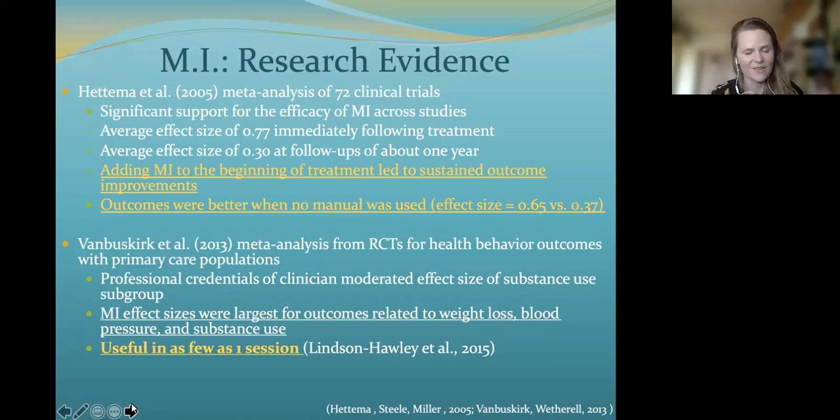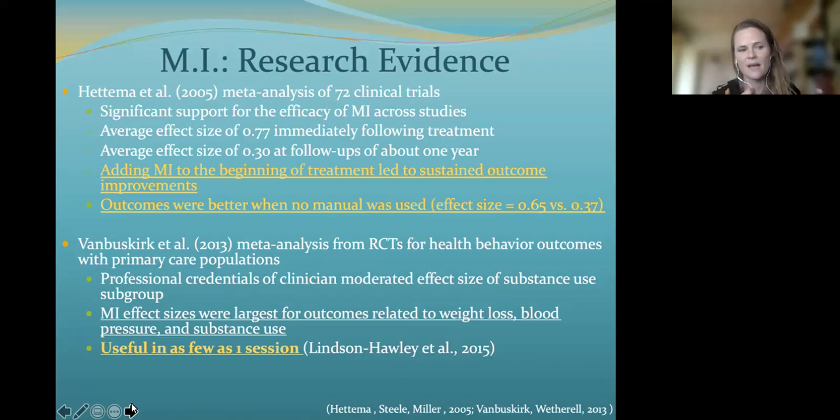I do want to comment on the part that says outcomes were better when no manual was used because it's really telling. This was from a really early series of research studies with MI where they were still developing it, and they had a component that required a change plan at the end of each session, regardless of what the patient indicated about their readiness for change. And now, of course, we know that that's totally antithetical to the spirit of MI. That's been phased out for a long time.